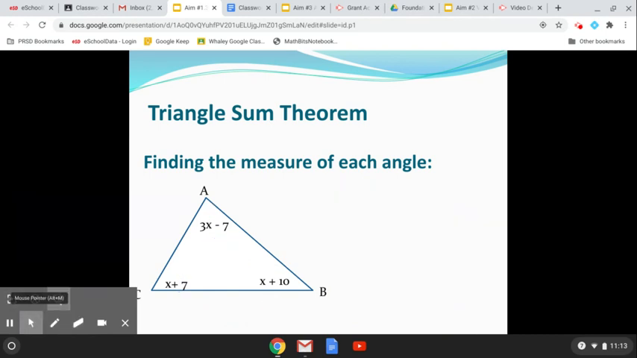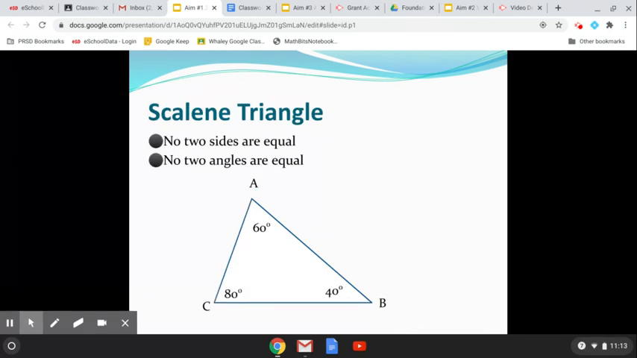Now, let's get into really what I want to talk about today, classifying triangles, meaning how do we name them? Triangles can be named basically two different ways, by their sides or by their angles. Okay, so we have what we call a scalene triangle. That's what you see in this picture here.